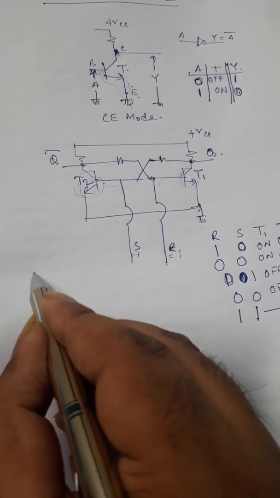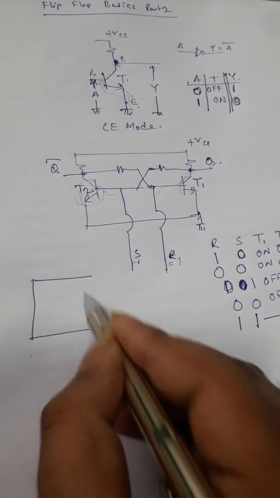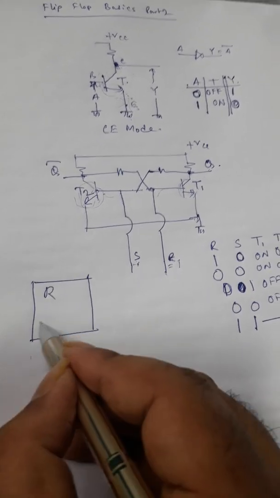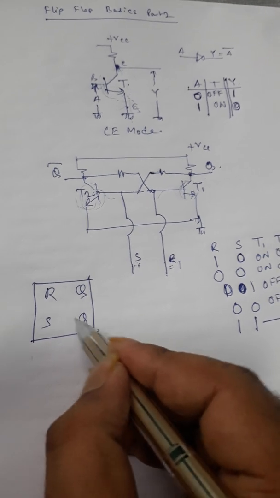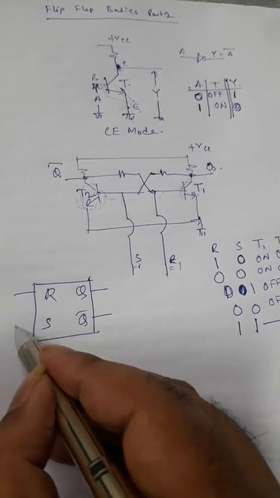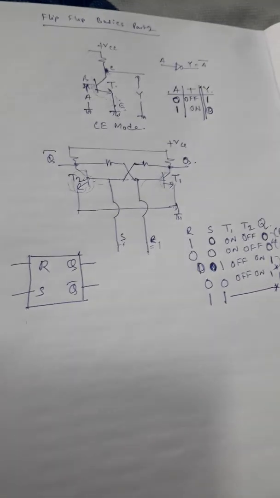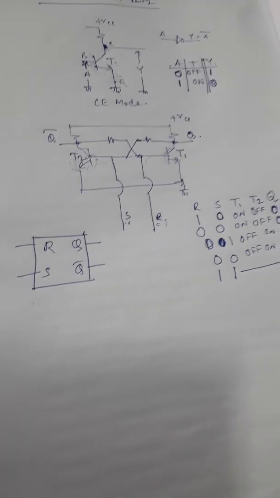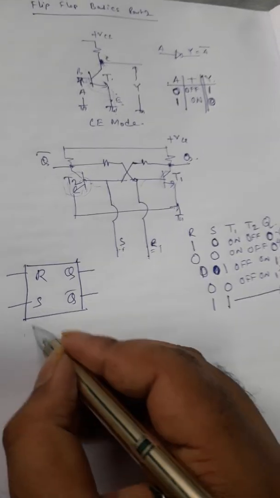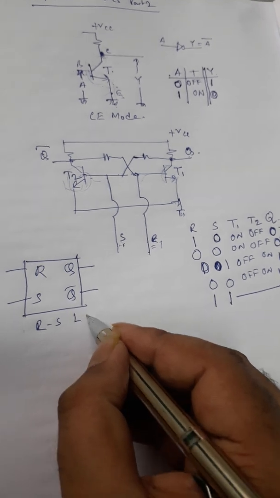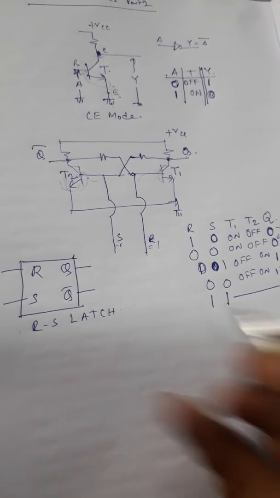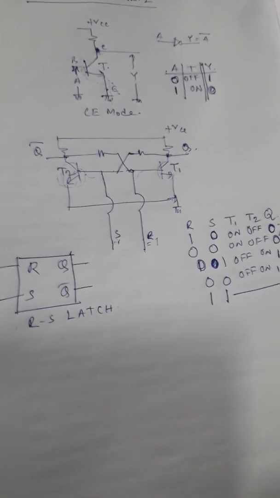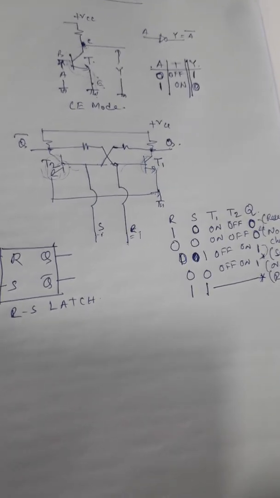So this is the basic flip-flop that we talk about. This is known as RS flip-flop. This is R, this is S, this is Q, and this is Q bar. So this is the basic flip-flop, but it is rather known as RS latch. It has not become a flip-flop yet.